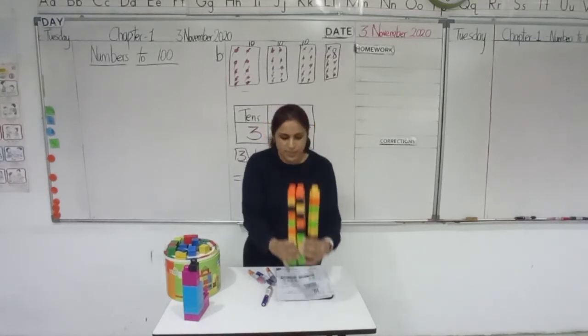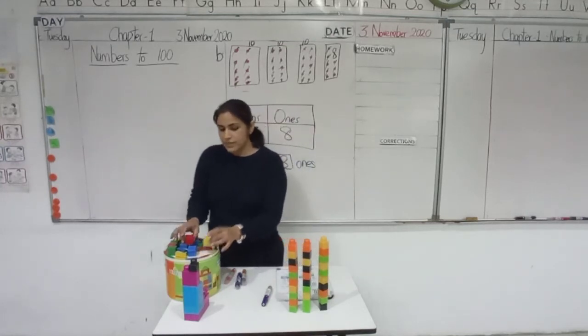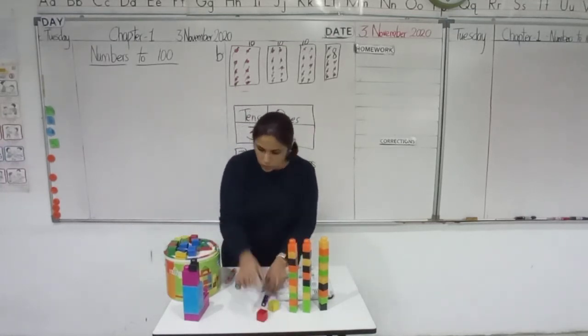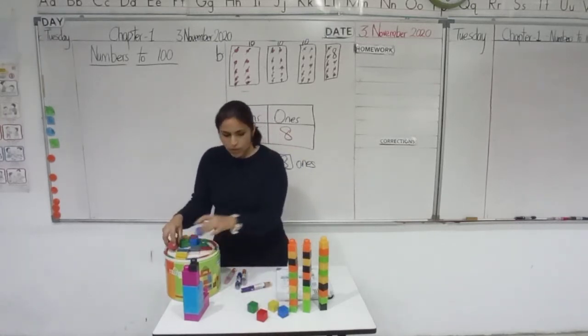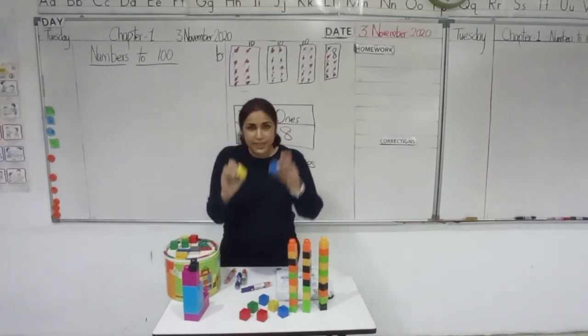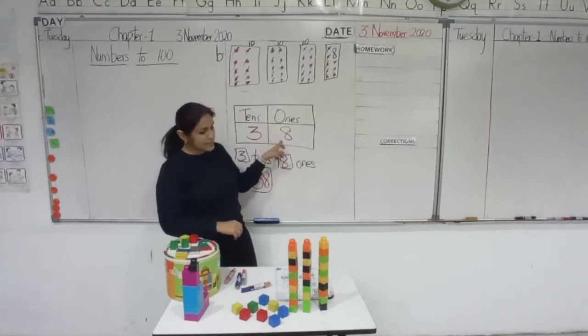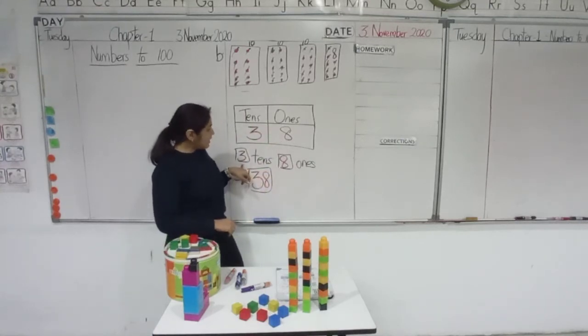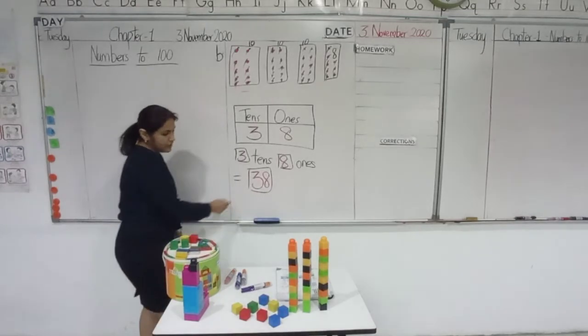3 tens and 8 ones. 1, 2, 3, 4, 5, 6, 7, 8. 8 ones. 3 tens and 8 ones make 38. Please write down quickly.